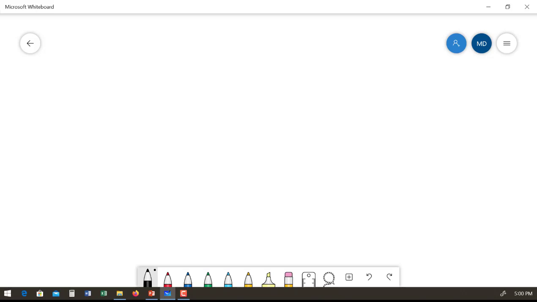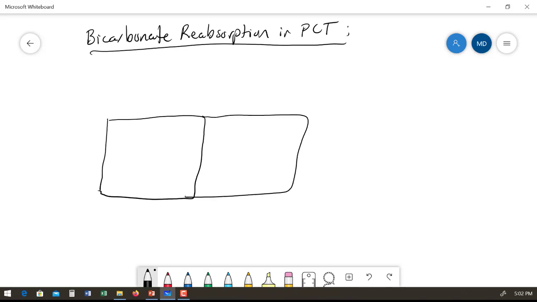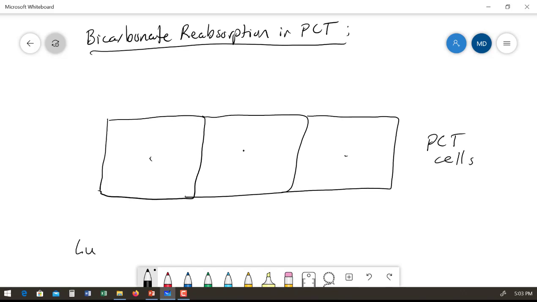So here we're going to talk about bicarbonate reabsorption in the proximal convoluted tubule. So let's start off here with some cells of the proximal convoluted tubule. So here I'm going to draw some large cells of the proximal convoluted tubule. So these are the cells that are lining the tubule. Down here we're going to say that the lumen of the tubule is down here.